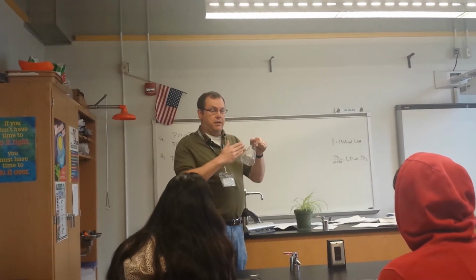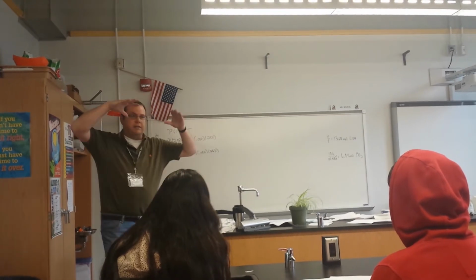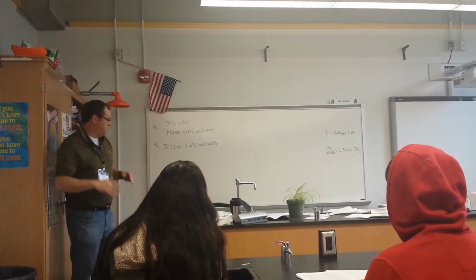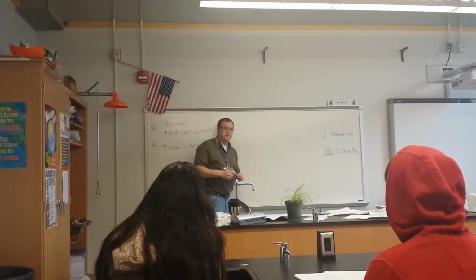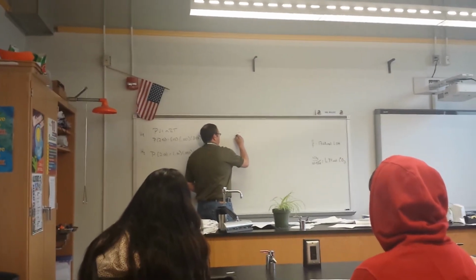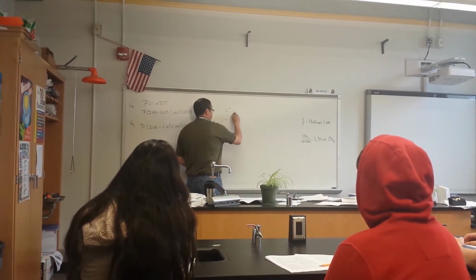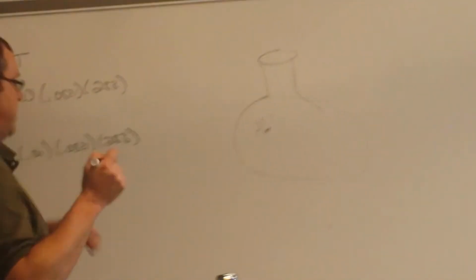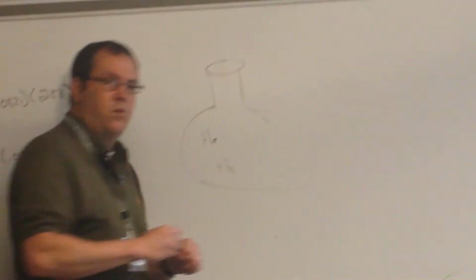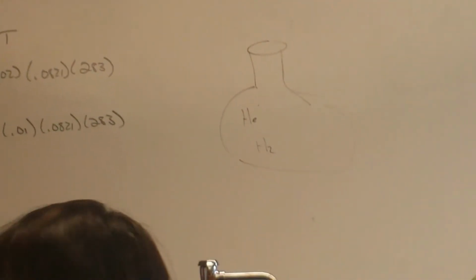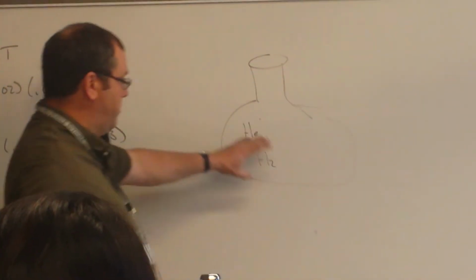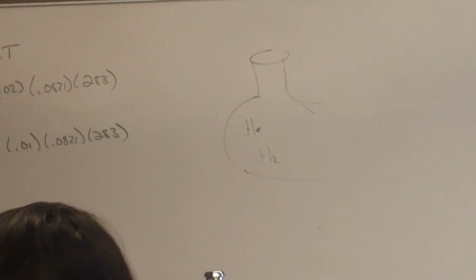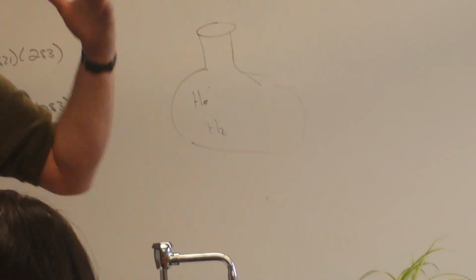I'm not keeping them separated. So what happens when you put a gas in a container? It spreads out. But if you had the same amount of helium in there and you took out the hydrogen... Here's my flask, a little flask. I can put helium in here, and what space does it occupy? Okay. And then I put my hydrogen in here. What space is that occupying? And I got both of them. What space is it occupying? That makes sense. It's still occupying the same space.